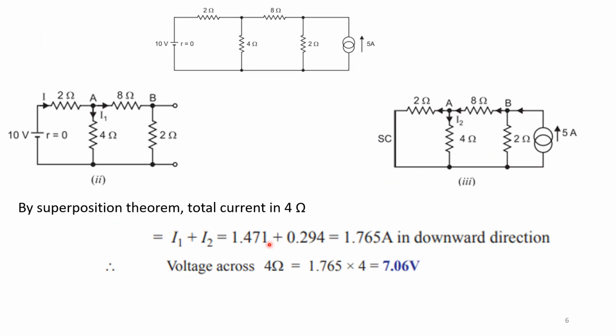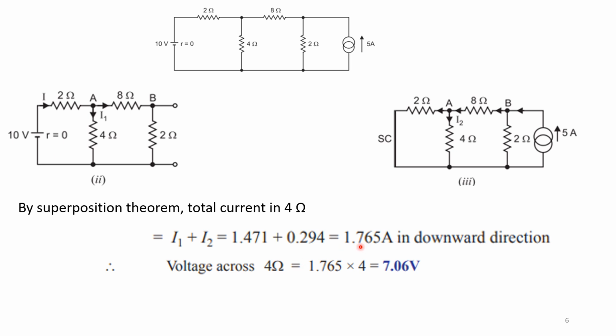Now I am going to superimpose these two currents. So I am going to add I1 plus I2. Two diagrams I have drawn. With the voltage source acting, the current is I1. Second, I considered only the current source, and the current through the 4 ohm resistor is I2. So I1 plus I2: 1.471 plus 0.294. That value is 1.765 amps in the downward direction.